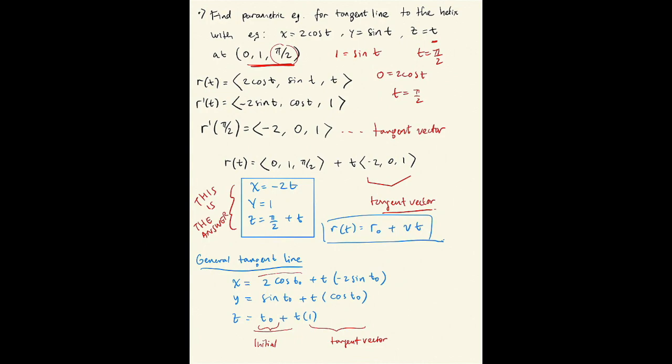So what you will do is after you get this general tangent line, you plug in t equal something, right? In this case, pi over 2. So you plug in pi over 2, you will get the same result as the answer. Okay. So the next part, I will write some property.